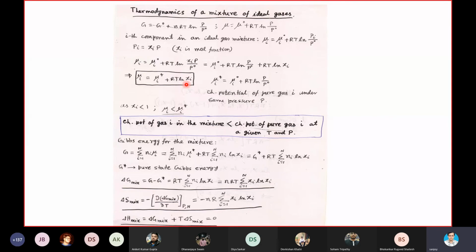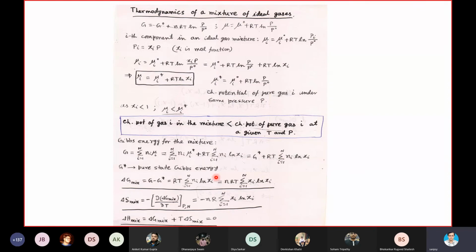This is the effect due to the mixing, which is basically the composition. What is the mole fraction of that component in the mixture? Okay. So due to the addition of this term, you see that μ in the mixture becomes less than the chemical potential in the pure form, because X is less than 1. So this is negative, and you are subtracting it from μi star. So the chemical potential of the gas in the mixture is therefore less than the chemical potential of the gas in pure form at the same temperature and pressure condition. Okay. So this is the first part.